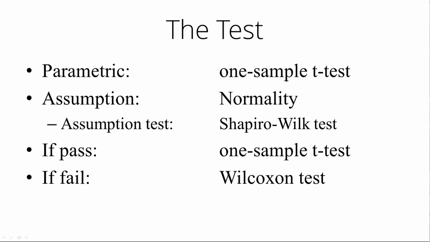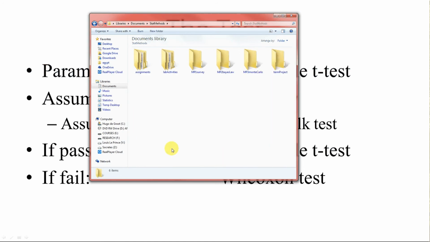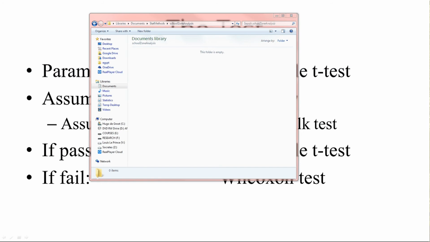So let's begin. First step is to create the folder for our project. Here we are in the Documents Library, Stat Methods. Let's create a brand new folder here. Let's go ahead and call this folder something like School Zone Analysis. Open it. We got to put the data in there.